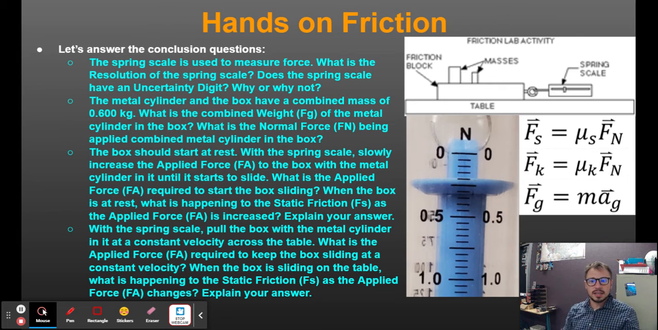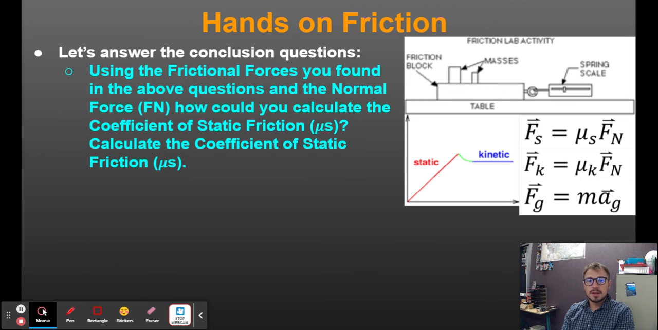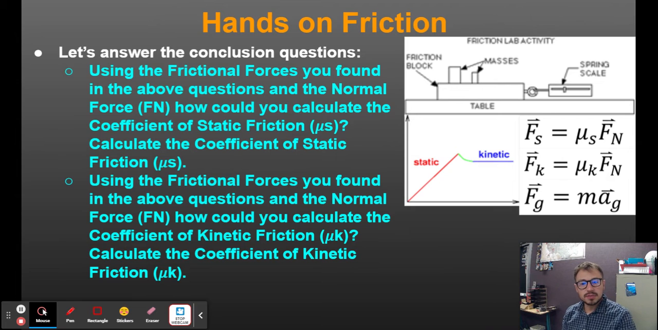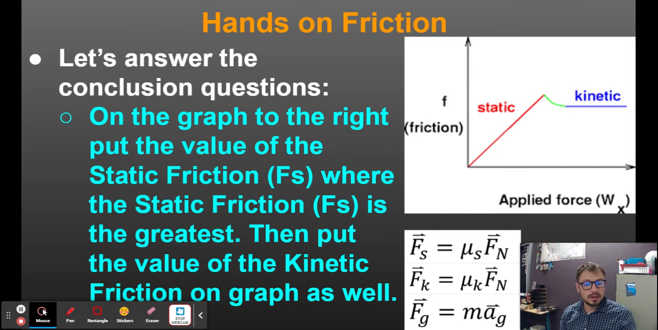Now, once it's sliding, it's going to take less force to keep it sliding at that constant velocity. That'll give you that kinetic friction if you pull it at a constant velocity. So then, based on that, you know the normal force that's based on the weight, and you know the max amount of static friction. Calculate the coefficient of static friction. You can do the same thing for the coefficient of kinetic friction. Then you can put this on this graph, right? And I think it comes out to maybe like 5 and 4.5.